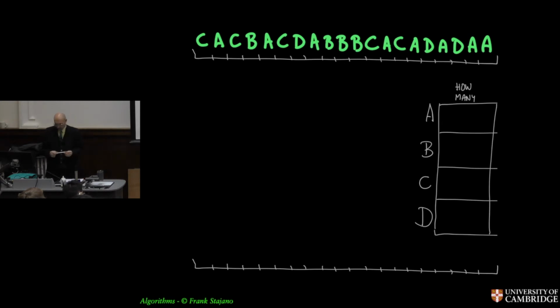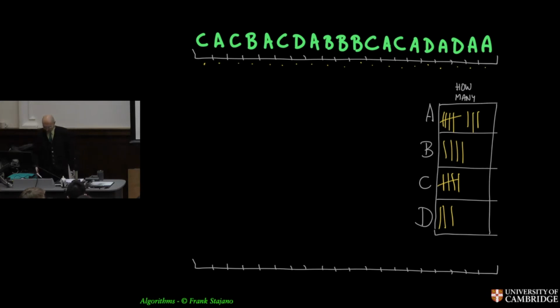So what you could do is you could go through your input once and check how many you get of each. So let me do this here. So C, I got 1. A, I got 1. C, I got 1. B, I got 1. A, I got 1. C, I got 1. D, I got 1. A, I got 1. B, B, B, C, A, C, A. D, A, D, A, and A. So now I know I got 8 A's, 4 B's, 5 C's, 3 D's.